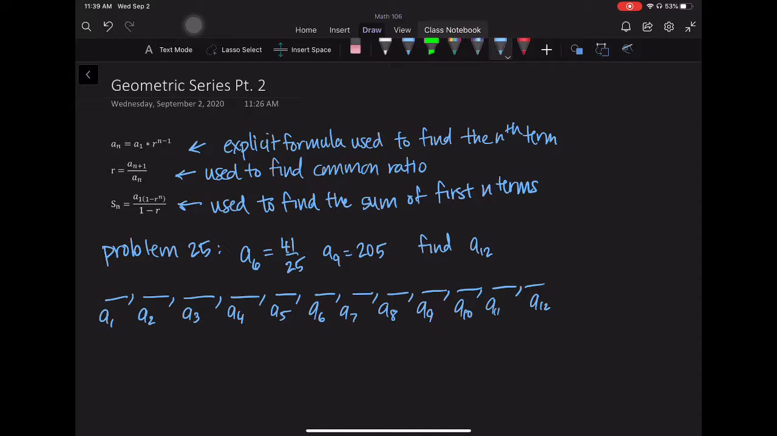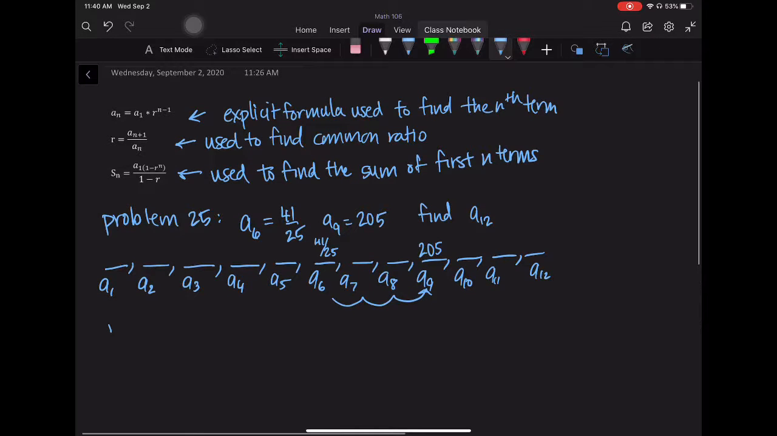In a series, you have numbers starting at the first term, and then they continue going up. They're increasing. In a geometric series, you're multiplying as you increase by a common ratio. In an arithmetic sequence, you're adding a common difference. We know that the sixth term is 41 over 25, and we know that the ninth term is 205. So we're multiplying by something each time as we increase. And 41 over 25 to 205 is increasing, so it's going to be a number that's bigger than 1.